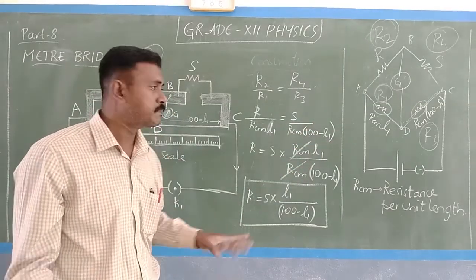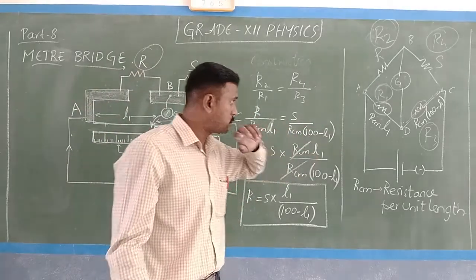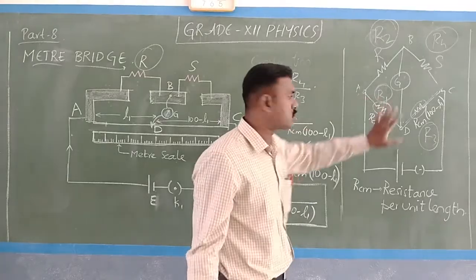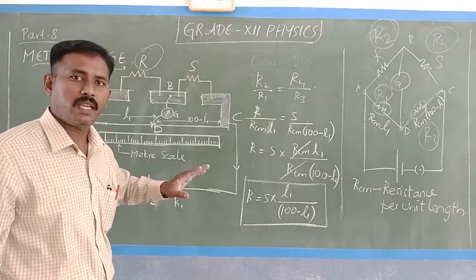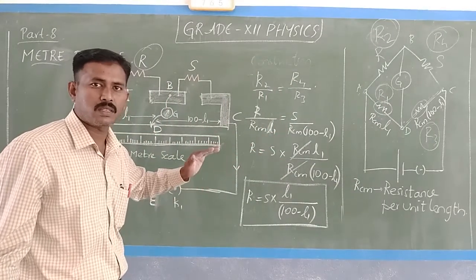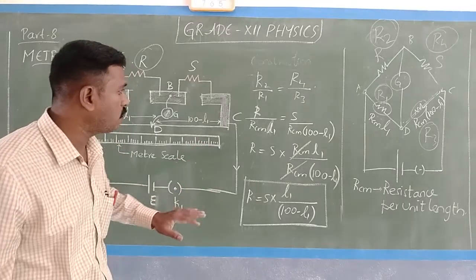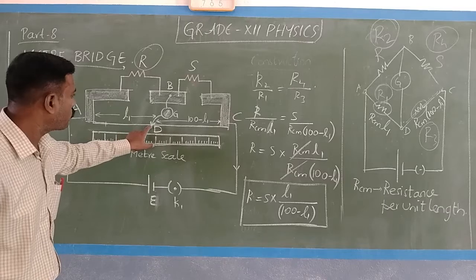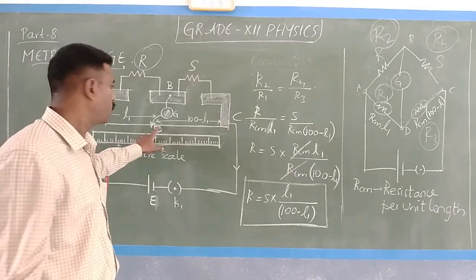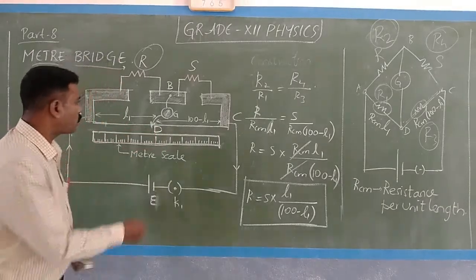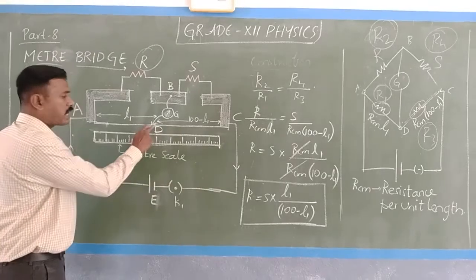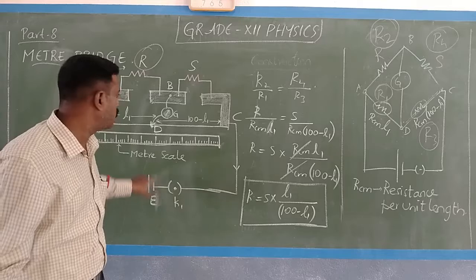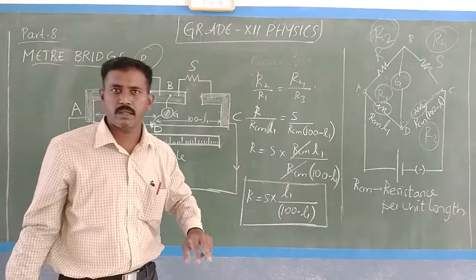In Wheatstone's bridge, what do we do with the galvanometer? We will be varying this. In Wheatstone's bridge we have a varying resistor. Similarly, we can vary this jockey. In the end pointer, this point can be varied. Initially, we connect the unknown resistor, give the supply, switch on, and there will be a deflection in the galvanometer.